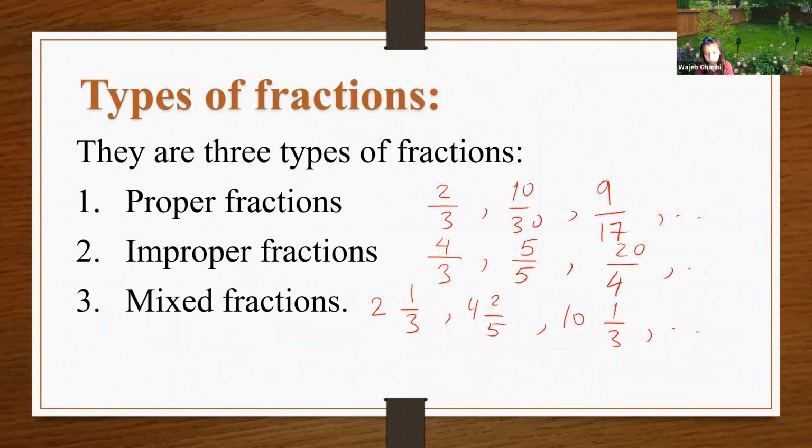Types of fractions. There are 3 types of fractions. Proper fractions: the numerator is less than the denominator. In an improper fraction, the numerator is greater than or equal to the denominator. Mixed numbers: there is a whole number in front of the fraction. Mixed fractions or mixed numbers.